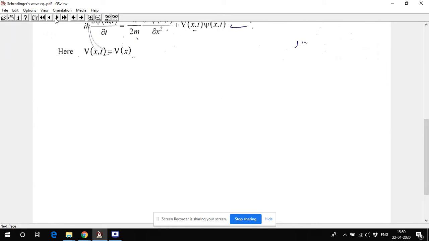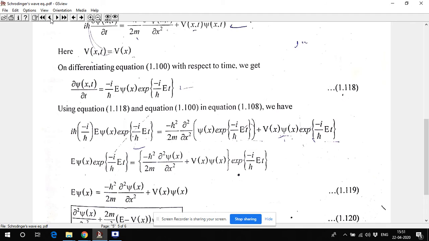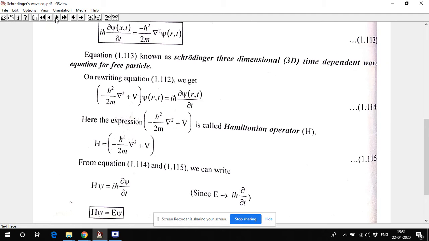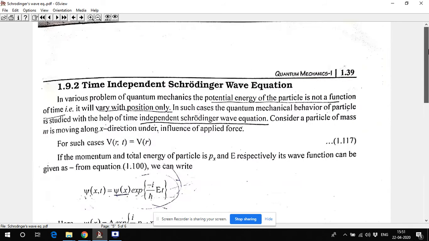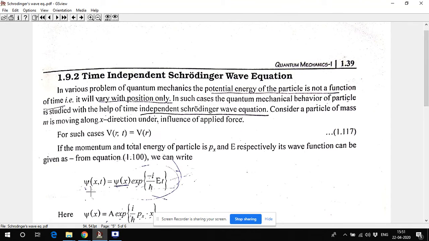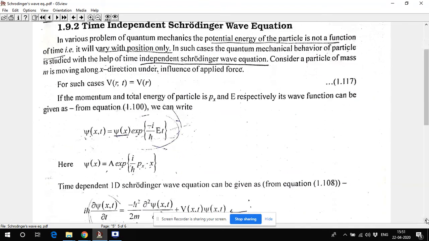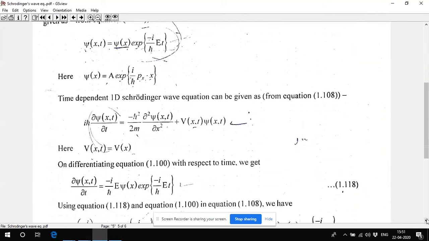To do this, here is my equation. I can take psi(x,t) with the x part, which I am considering as psi(x). This is important for us. The remaining part is exponential minus i upon h cross Et. From this equation you can divide psi(x,t) into a part of time and a part of x. So here psi(x) contains A and the x part. Now this psi(x,t) we will replace.